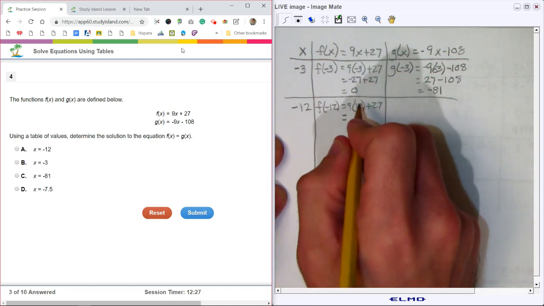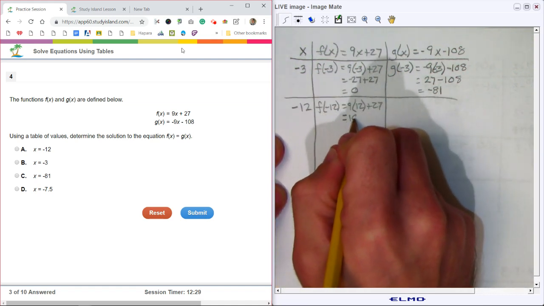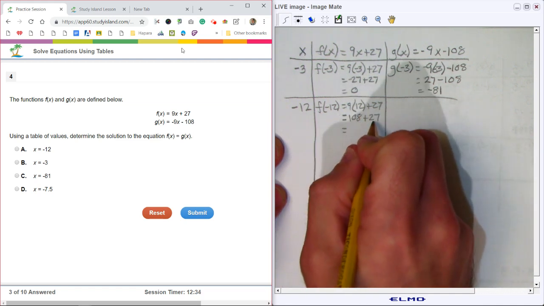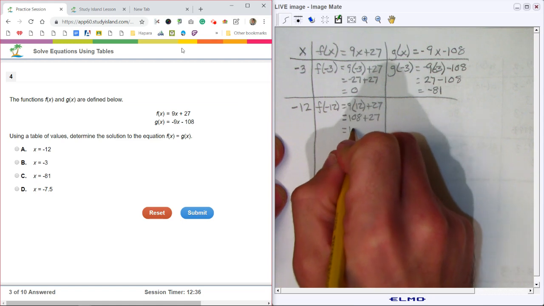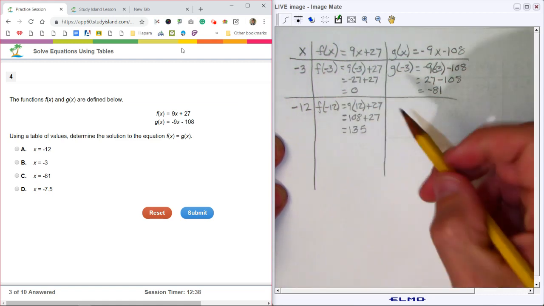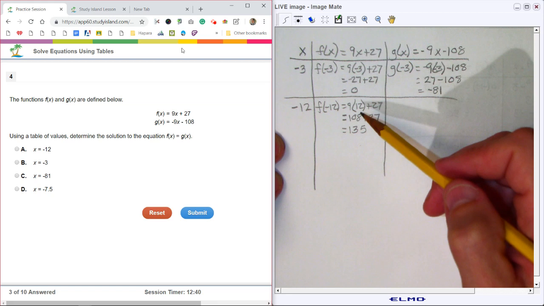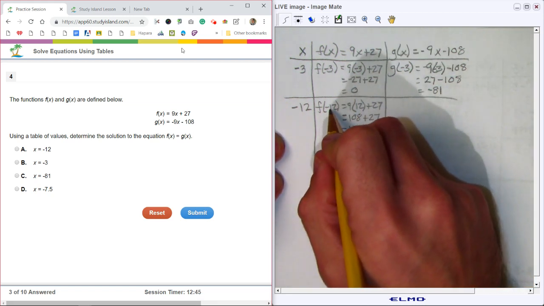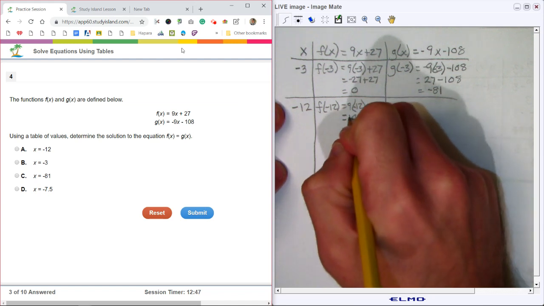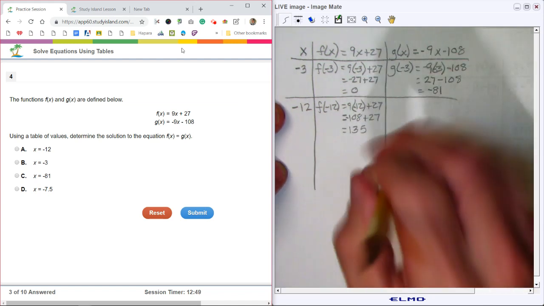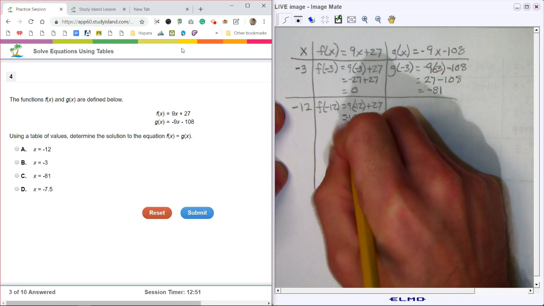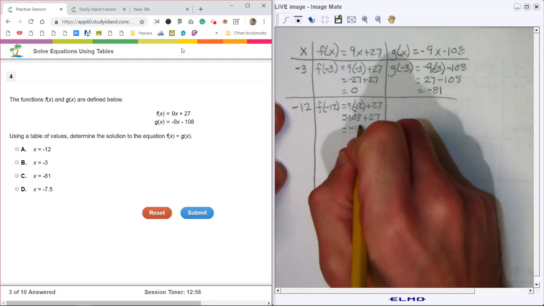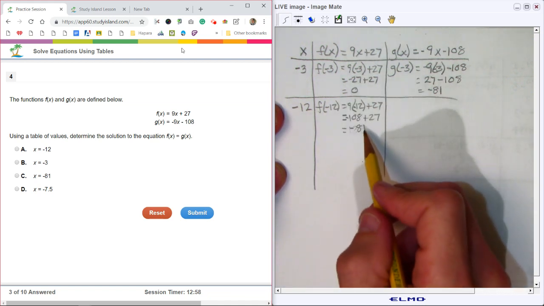9 times 12 is 108, so we have 108 plus 27. And 108 plus 27 is 135. Again, feel free to simply plug all this stuff into a calculator. Oh, you know what? I actually did this wrong. It's -12, isn't it? Times -12. This is -108 plus 27. That's very important. So -108 plus 27 is -81. But again, feel free to plug all this stuff into a calculator.